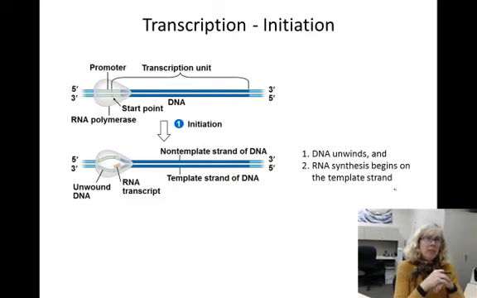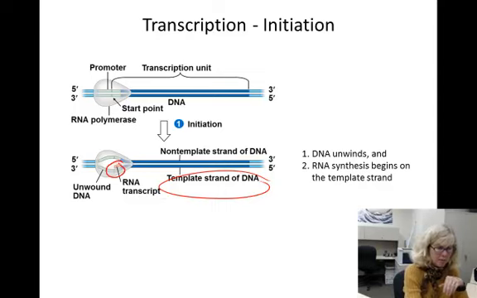There are three phases of transcription: initiation, elongation, and termination. Once we have the RNA polymerase bound to the DNA, initiation begins. The important steps of initiation are that DNA unwinds and that RNA synthesis begins on the template strand. Notice that the 3' to 5' strand is the template strand used to make the RNA transcript.